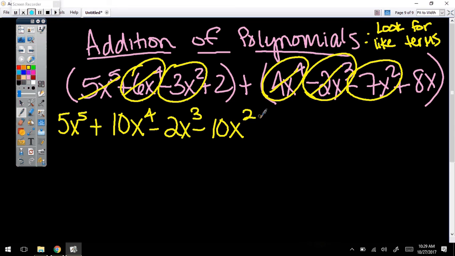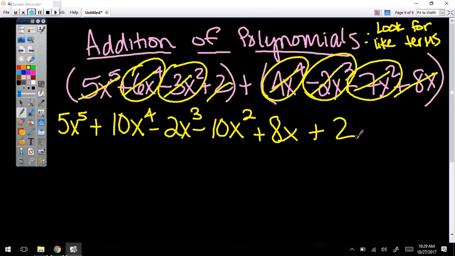This is how I work through it, and I mark off as I use them so I know. Then 8x, because there's just one x, and it's 8x. And there's just the one 2. That's the end of the problem. So literally all I'm doing is looking for like terms and combining them.